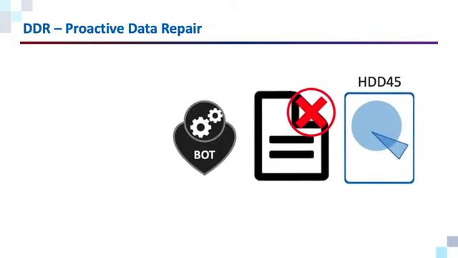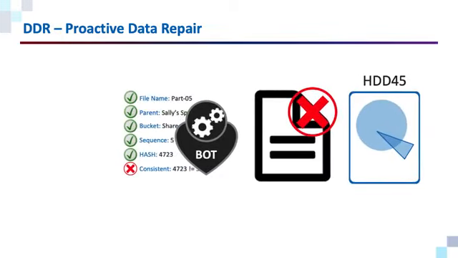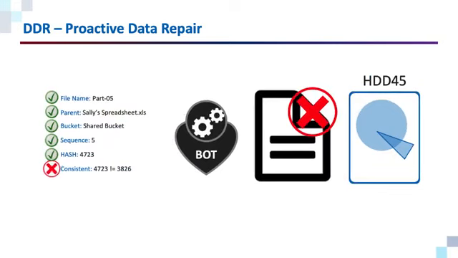In this case, during the monitoring, we discovered that the data itself was inconsistent. The hashes didn't match. So how do we fix that? Well, we know this object part came from Sally's spreadsheet. We know it was part number 5 from the encoding process. And we know its file name. Sally's spreadsheet is still safe.